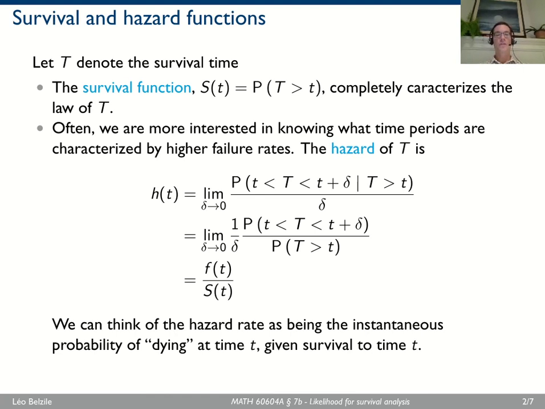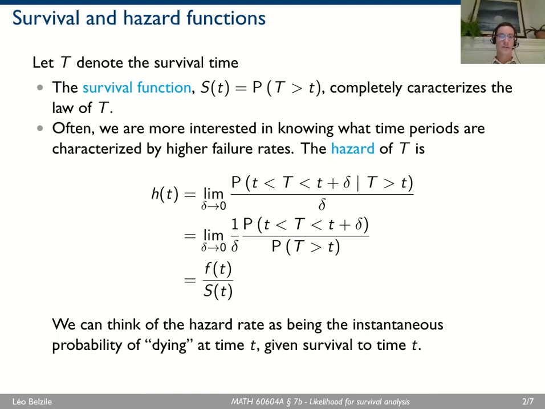Often in survival analysis we will be more interested in describing periods characterized by higher failure risk, and this is encoded in the so-called hazard function. So what is a hazard function? It's the probability of dying. Given you survive until time t, what's the probability of failing just then, in a very short interval? So we view this as the limit when you take a very short time interval after time t.